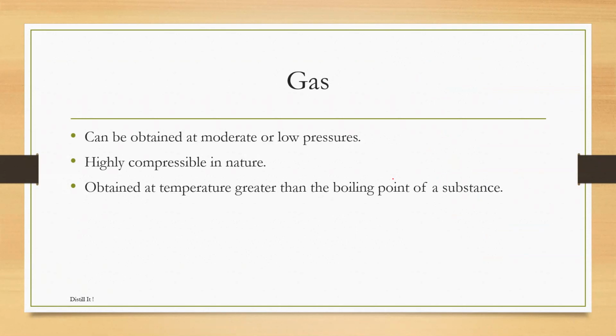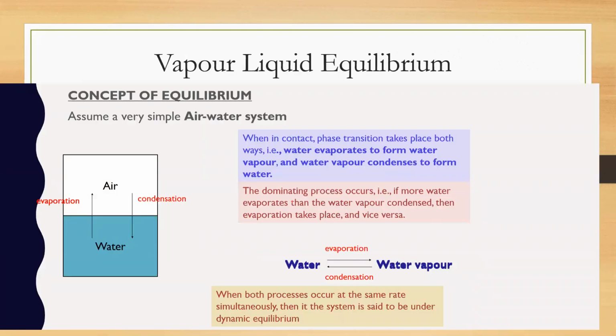They're highly compressible in nature. All right. And they are obtained at a temperature that is greater than the boiling point of the substance. The temperature should be greater than the boiling point of the substance, then we'll get it in the gaseous phase. All right. Now we come to a very important concept, that is vapor liquid equilibrium.